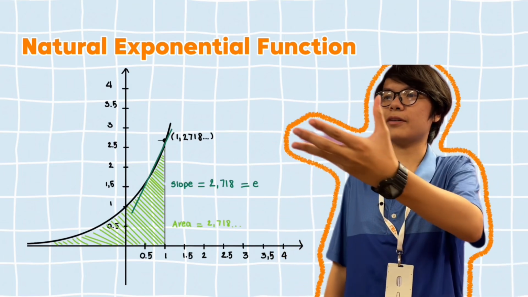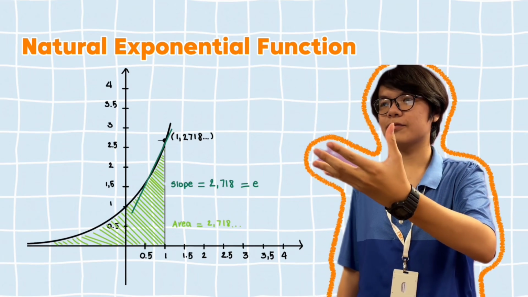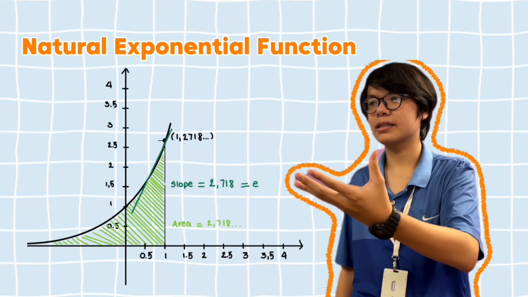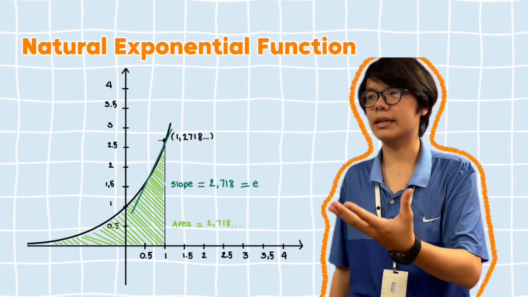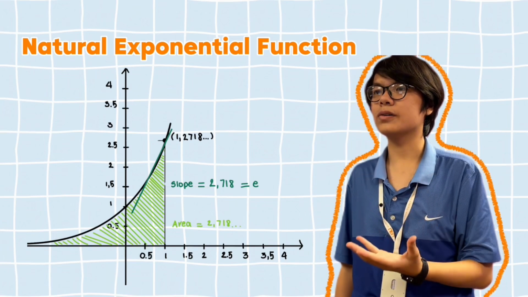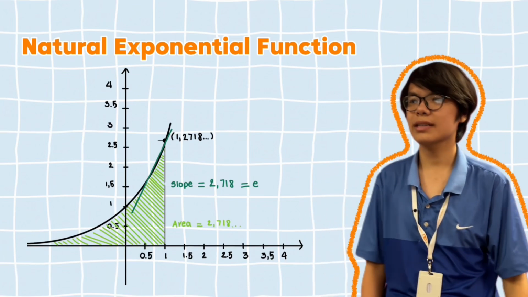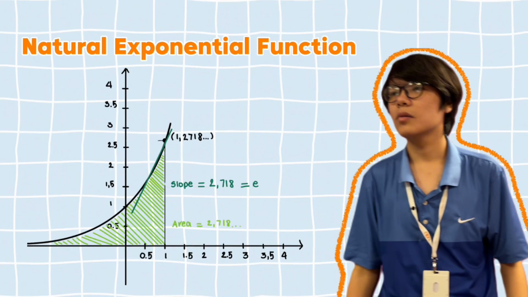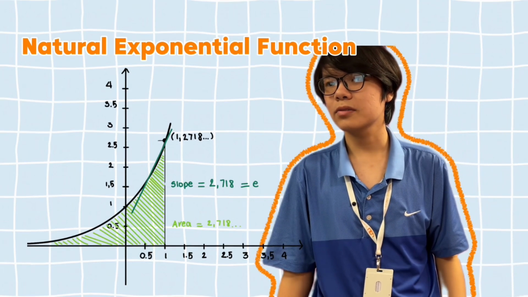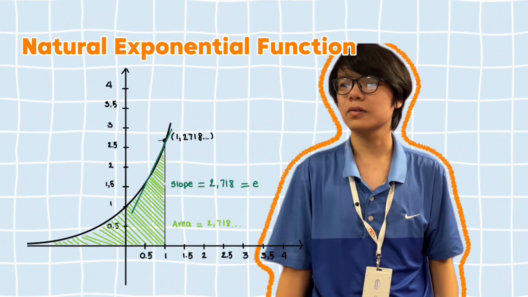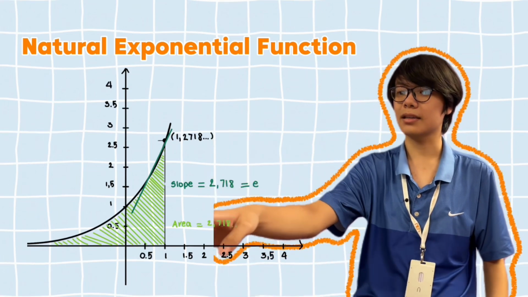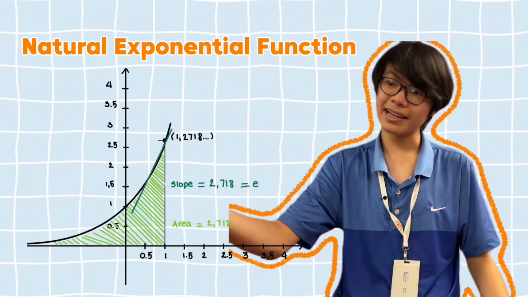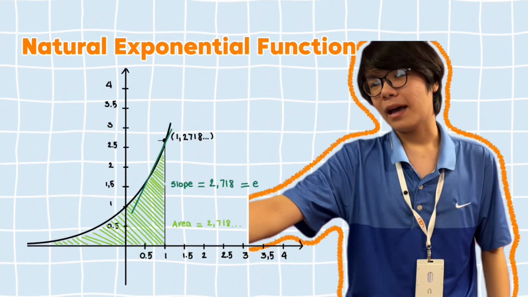As you can observe from the graph, the slope of the natural exponential function at any point is equal to its area, which in turn is equal to the function itself at that point. So for example, at x equal to 1, we will have e raised to the power of 1, which is e. So the slope at that point will be e, and the area at that point will be 2.718 and so on, which is, you guessed it, e again.